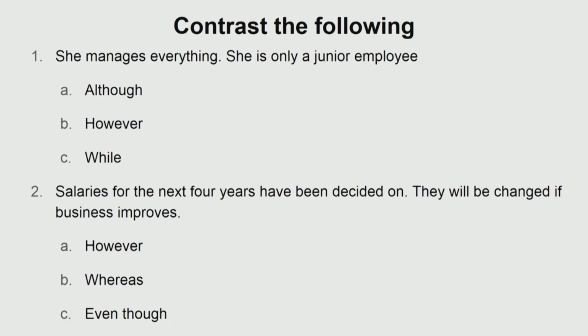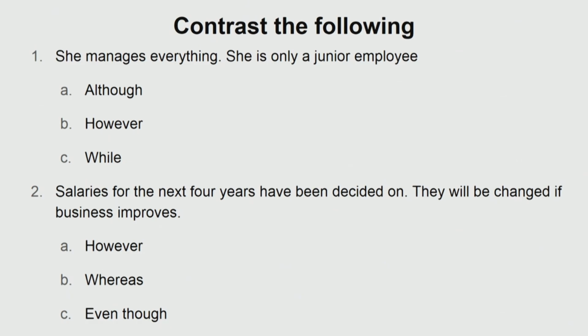Now, this is your exercise. Please look at the slide here. She manages everything. She is only a junior employee. Although, however, while. How to make a single sentence using any one of these words. So, choose the best option. Second, salaries for the next 4 years have been decided on. They will be changed if business improves.